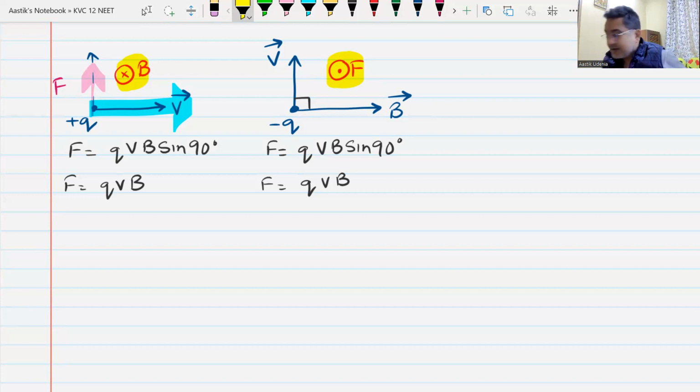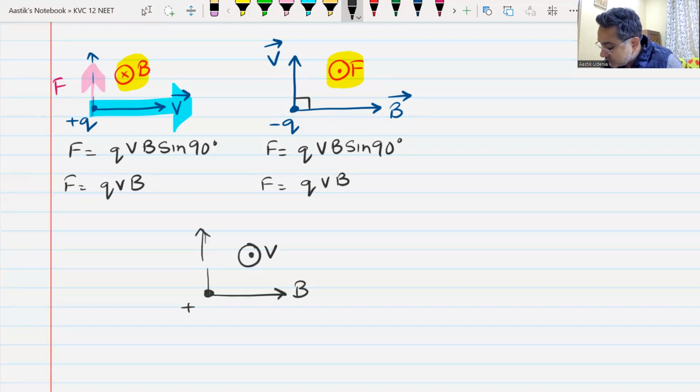You understand this? Okay, I'll give you one more example, then I'll give you time to do it. Let me take one more example. Let me say that the magnetic field is like this. The velocity is coming out and the charge is a positive charge. A different combination. Let us see what is the force.